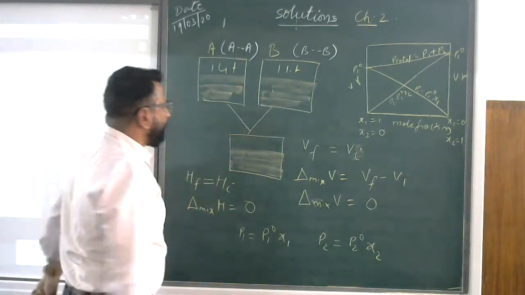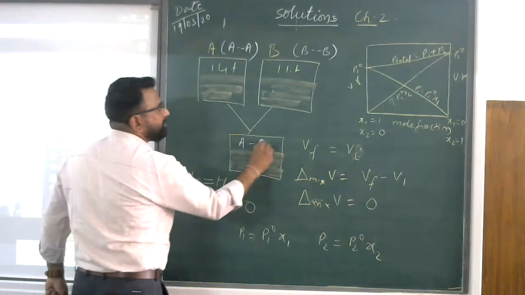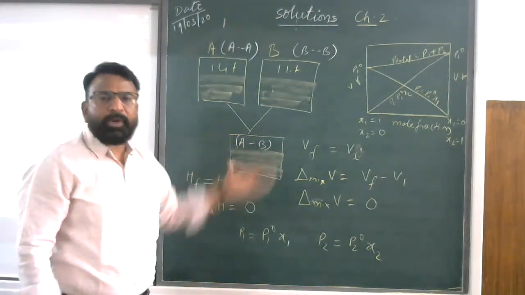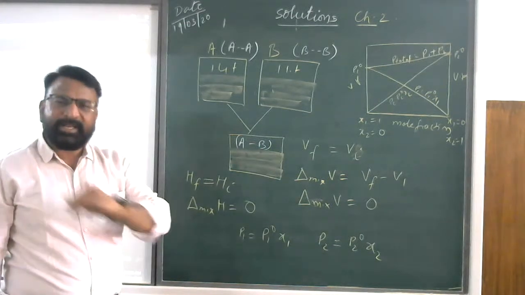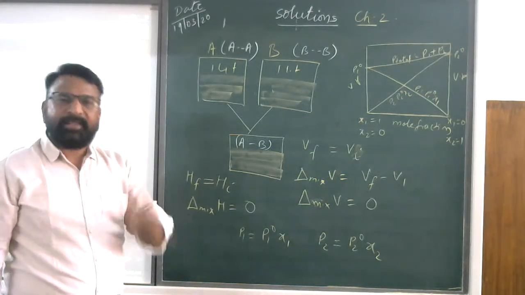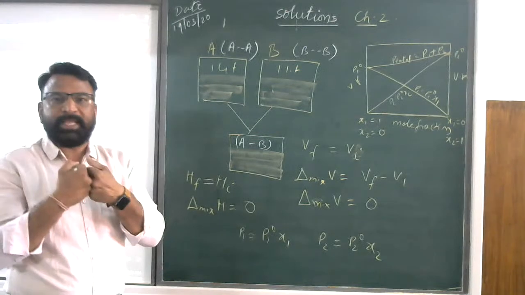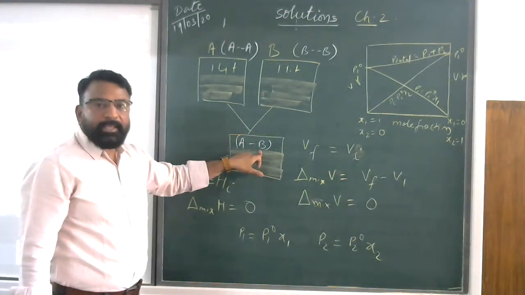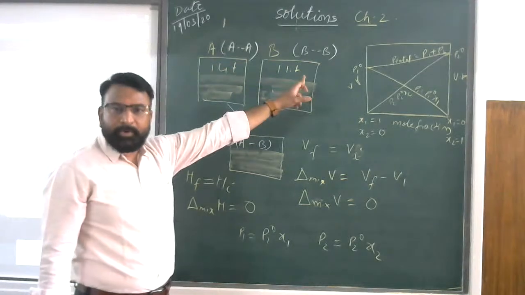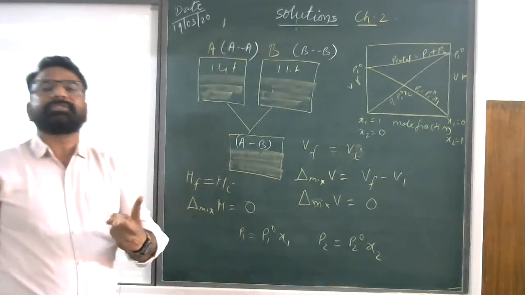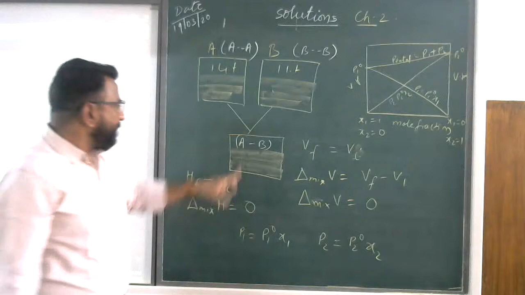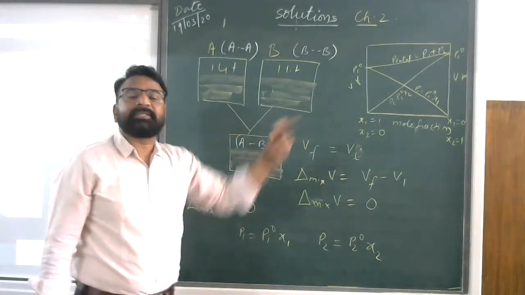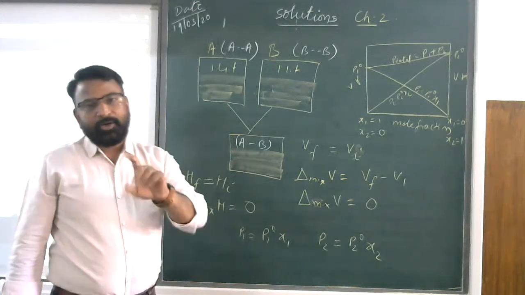When we mix them together, now we have a new interaction, that is the A-B type. Is it fine? Then this is the new interaction. What kind of interaction? It can be a hydrogen bond, any van der Waals forces, any force can be there. So if the interaction between A and B is equal to AA or BB, such solutions are called ideal solutions, and if the interaction of AB is not equal to AA or BB, such solutions are called non-ideal solutions.